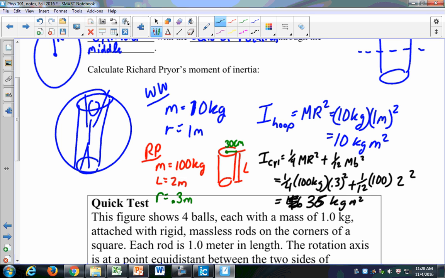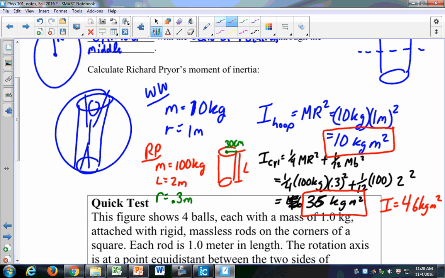And then the total moment of inertia is this plus this. 10 plus 36. So the total I equals 10 plus 36, or 46 kilogram meters squared.